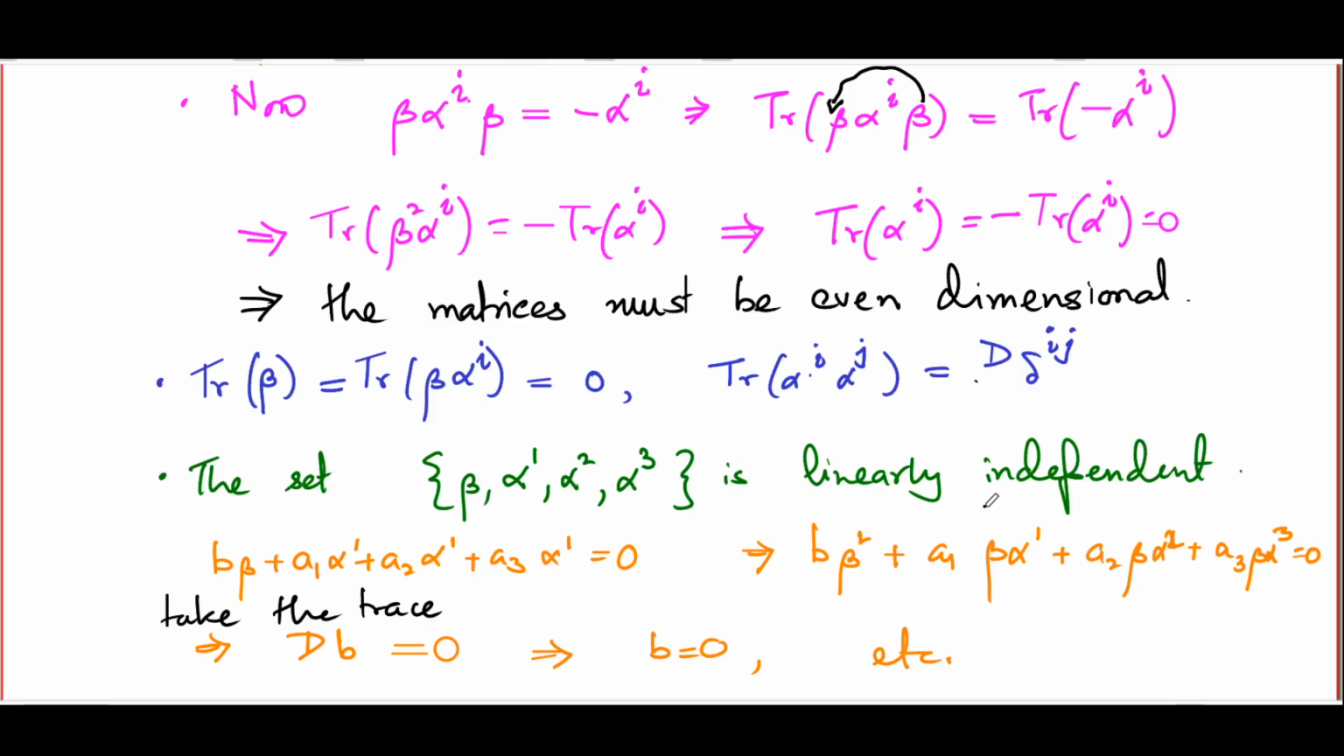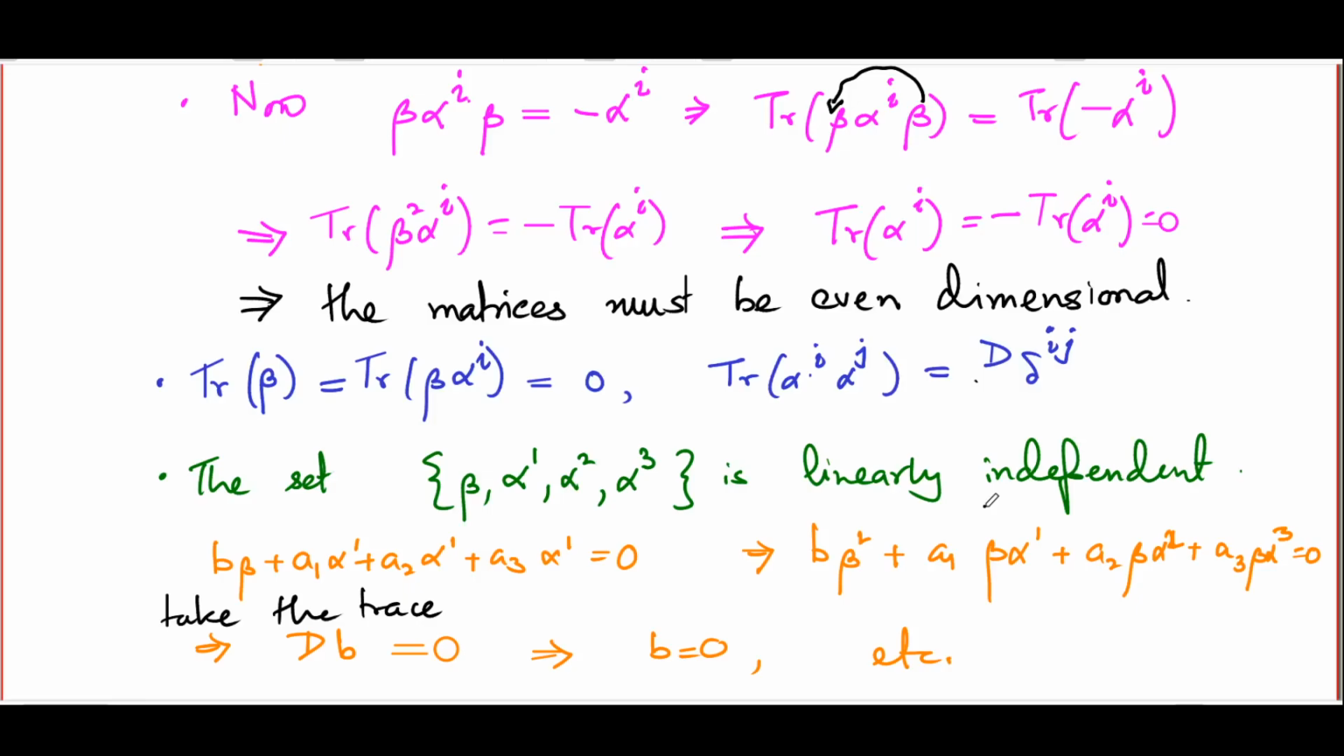To show that, what we need to assume is that you could combine them linearly with coefficients b, a1, a2, a3 to get 0, the null matrix, and show that this would imply that all these coefficients b, a1, a2 and a3 must be 0. I'm just going to show you that b is 0. The proof that a1, a2, a3 are 0 is very similar. So all you need to do is multiply both sides of the equation by beta. I've done that on the left. You could also do that on the right. It will not really matter.